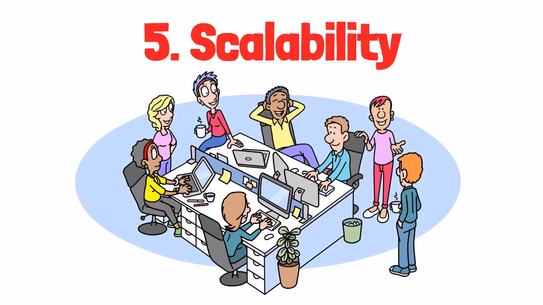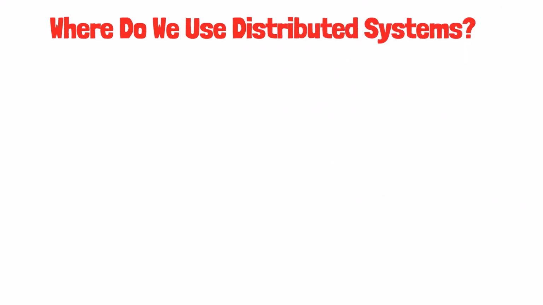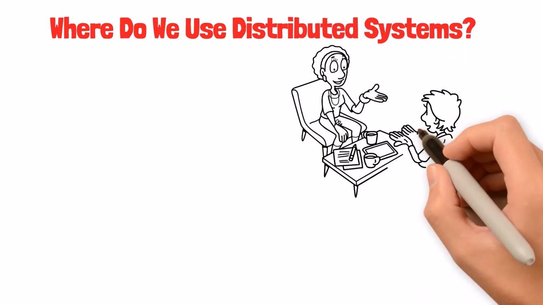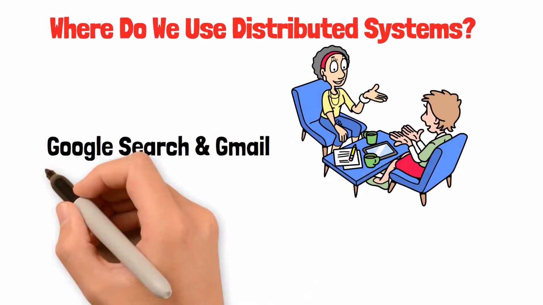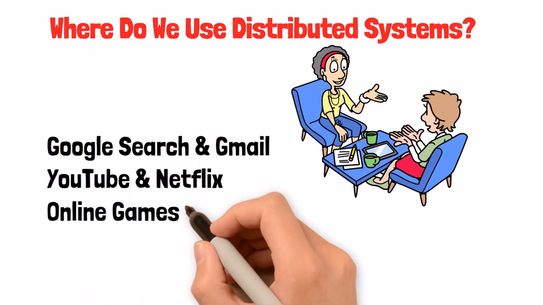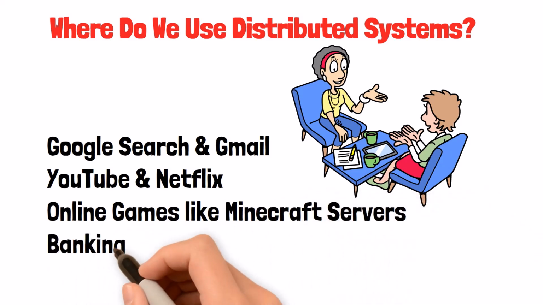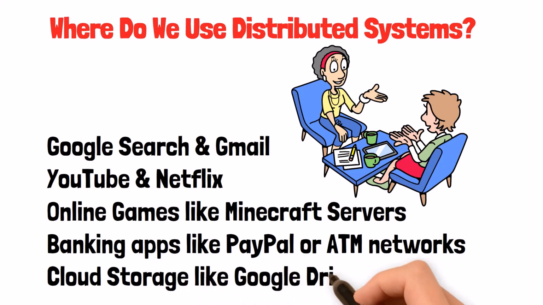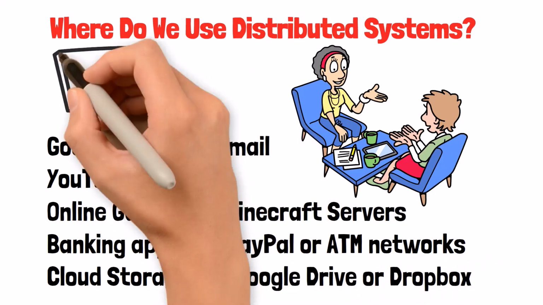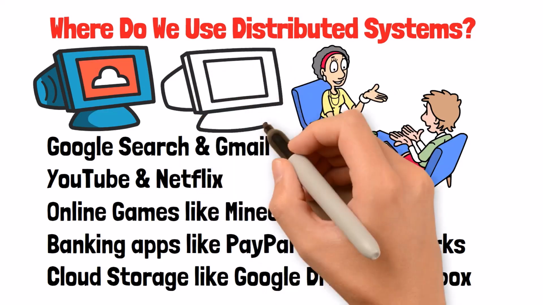Where do we use distributed systems? You use distributed systems every day without knowing it. Here are some popular examples. Google Search and Gmail, YouTube, and Netflix. Online games like Minecraft servers, banking apps like PayPal or ATM networks, cloud storage like Google Drive or Dropbox. All these work with computers spread across different cities, even continents.